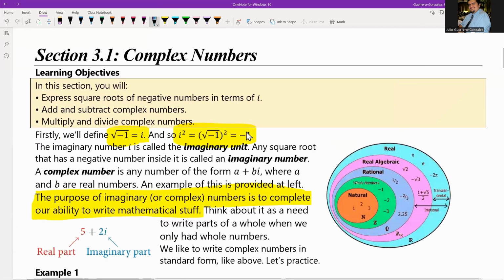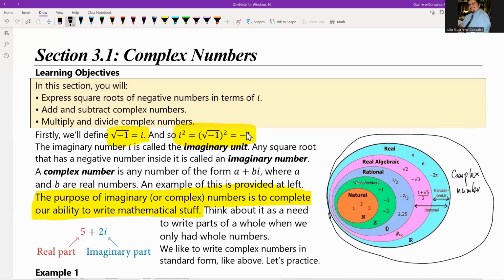So it turns out that there's one more circle here that goes way out here. And it has all these other numbers contained. And this is the complex numbers. And these are the ones that look like a plus bi, the thing that we have over here. All right, cool history story, right? Cool history story.